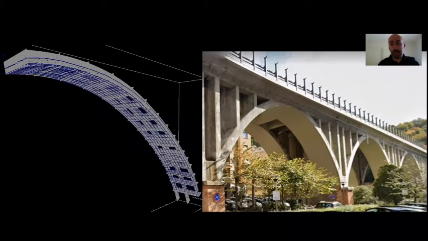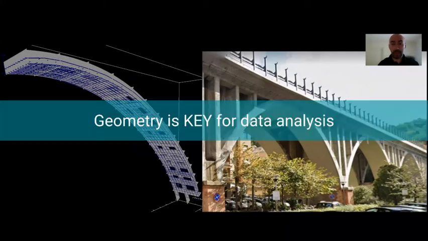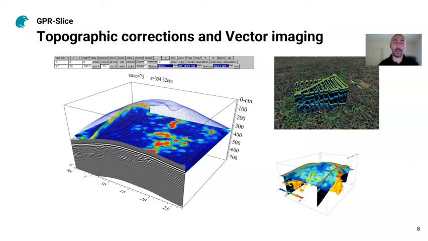Another important piece of the software is geometry, right? I mean, how we account for warping objects that do not have a flat geometry, but a complex one, like in this case, this arch on this bridge. So he will be talking about that, and that's part of the topographic corrections and vector imaging pieces of the software in GPR Slice.